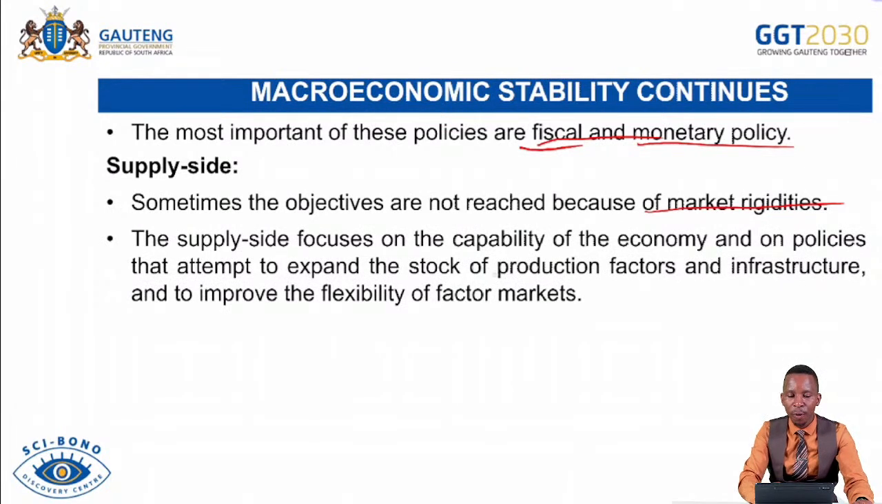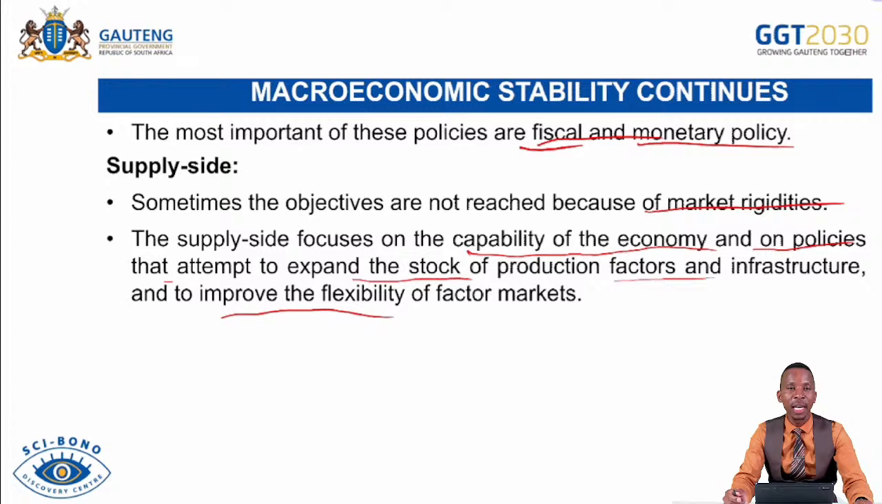The supply side focuses on the capability of the economy and on policies that attempt to expand the stock of production factors and infrastructure and improve flexibility of factor markets. So ensuring that factors of production are very flexible, and firms are able to produce goods and services as desired in the economy.